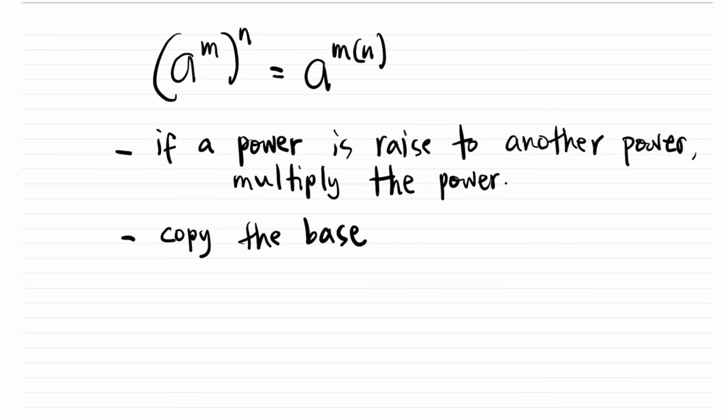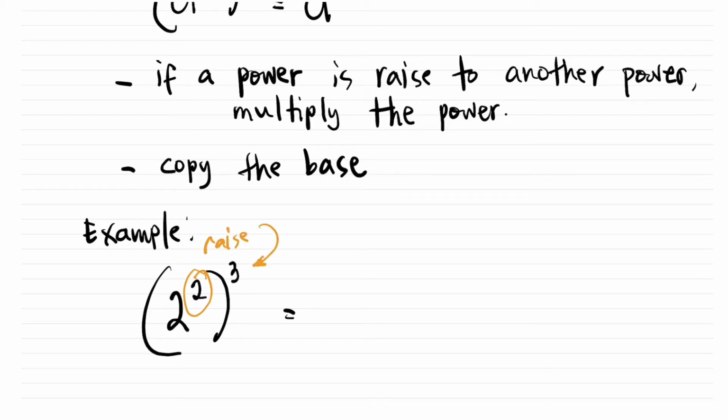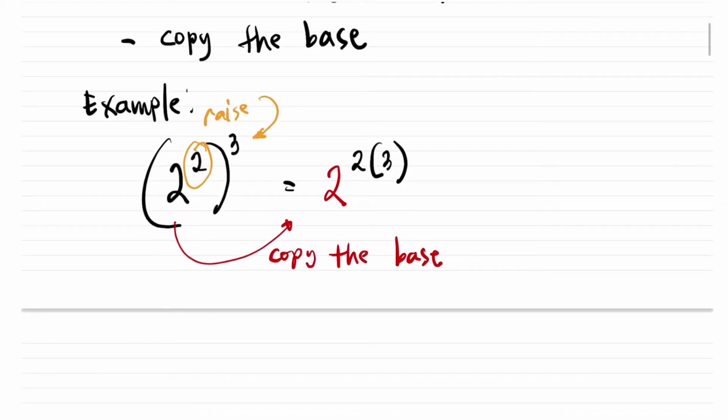Let's have an example. For example, we have 2 to the power of 2, then raised to the power of 3. Notice, a power raised to another power. So we copy the base, so therefore this is 2. And then multiply the exponents, so it becomes 2 times 3. Then when we simplify this, it becomes 2 to the power of 6.